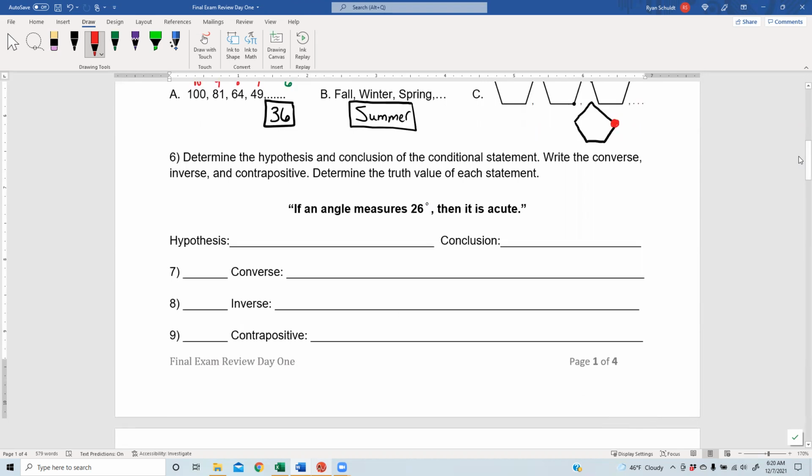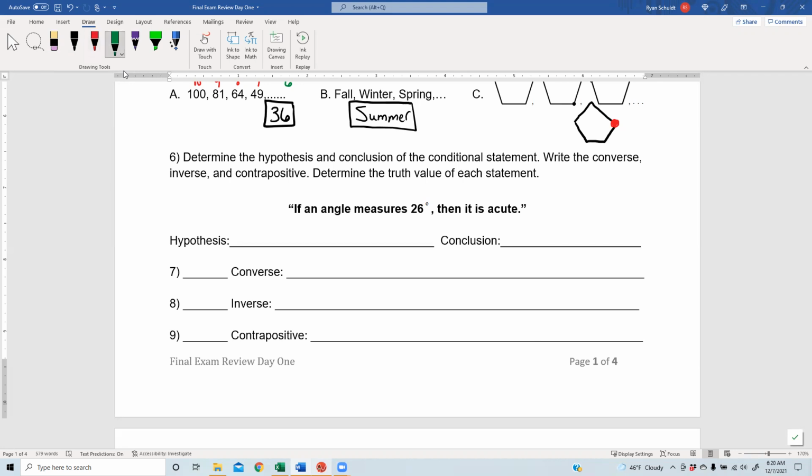For these next 3, we're going to be dealing with this conditional statement. We have to find the hypothesis and the conclusion, and then write the converse, inverse, and contrapositive, as well as determine the truth value. So, if an angle measures 26 degrees, then it is acute.